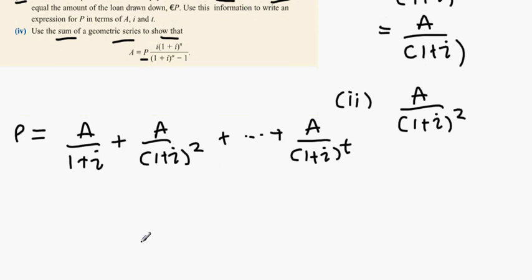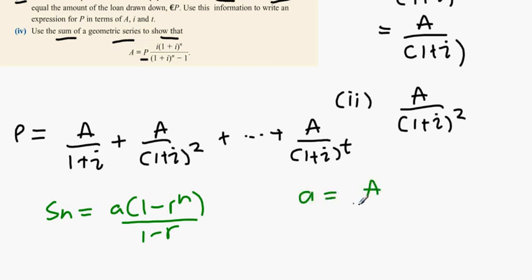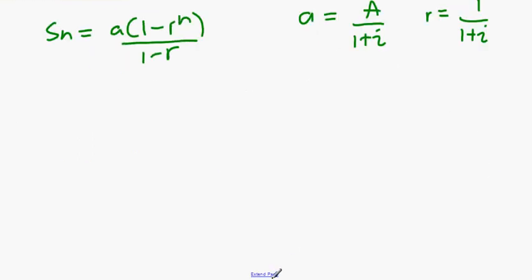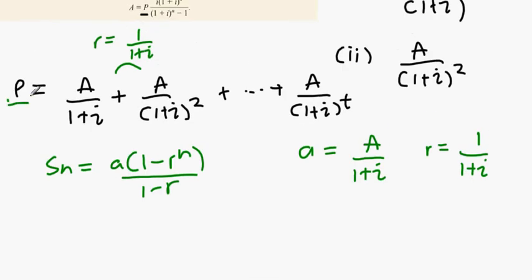What I want to show is to use S of n equals a, where small a is the first term, times 1 minus r to the n, all over 1 minus r. Now, in this case, our starting value, which is a, equals A over 1 plus I. We can see it's a geometric series, because every single time you're multiplying by 1 over 1 plus I. That's our r value. Now we're going to find out what Sn is. Sn is going to be the same thing as P.